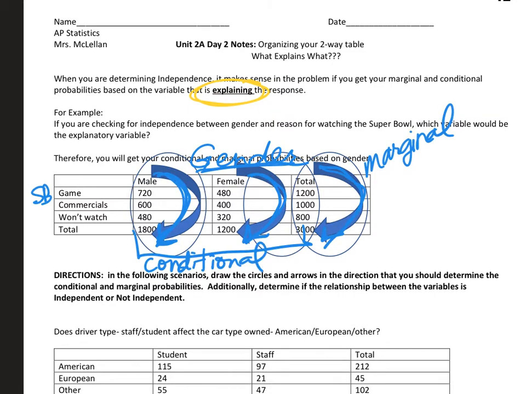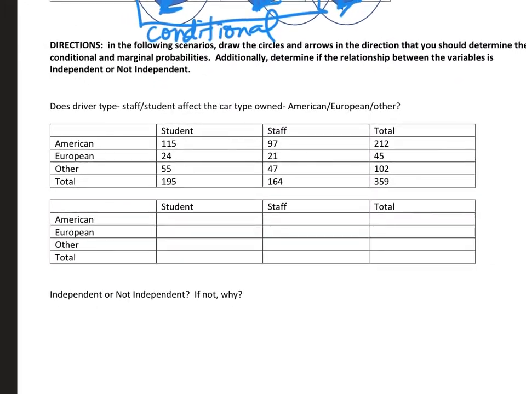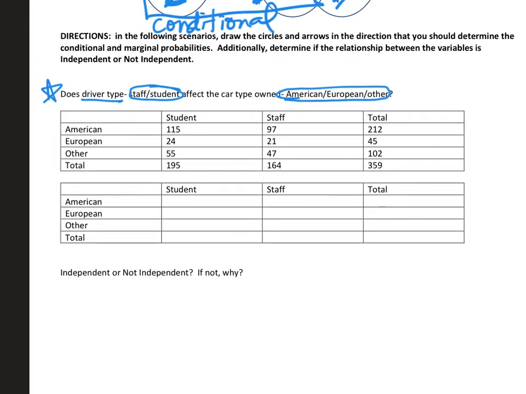And remember here, which is dependent upon you being a male or a female, those are your conditional probabilities. All right, so let's take a look at one of these, and we'll do one together. Here we have a situation where we are wondering if the driver type, whether that be student or staff, affects the type of car owned, which is American, European, or other. So we went out in the parking lot and took a tally of some vehicles based on where they were located and who owned those. So are type of driver and type of car independent or not independent?